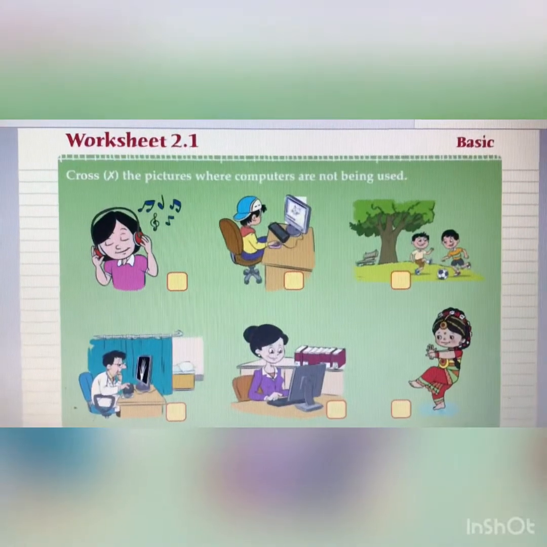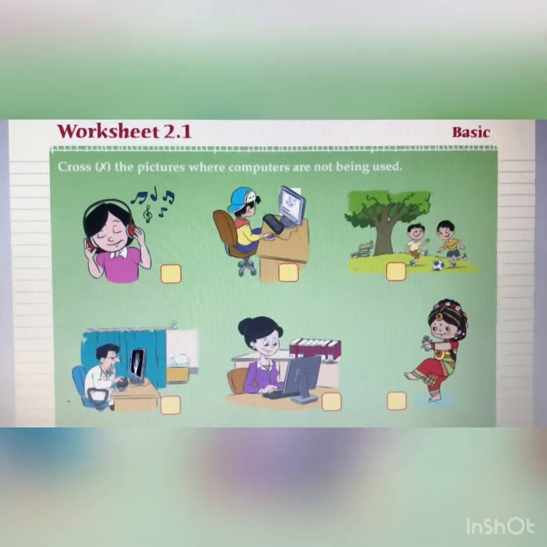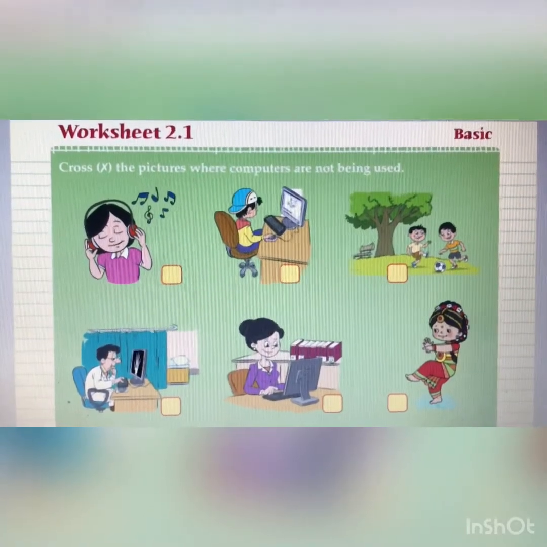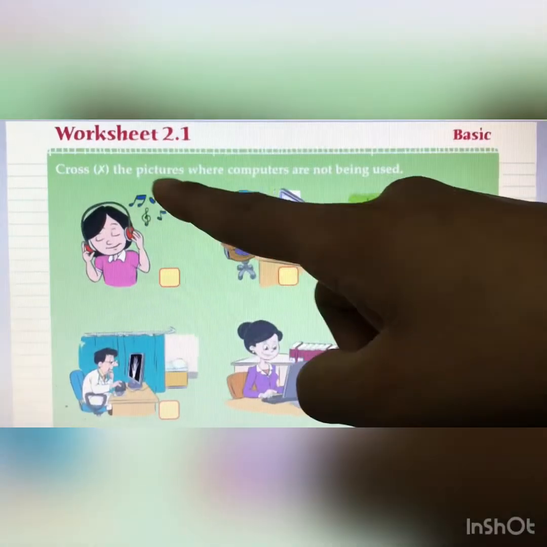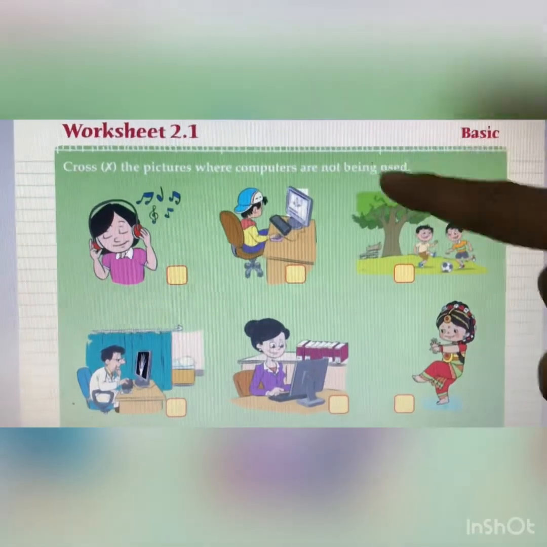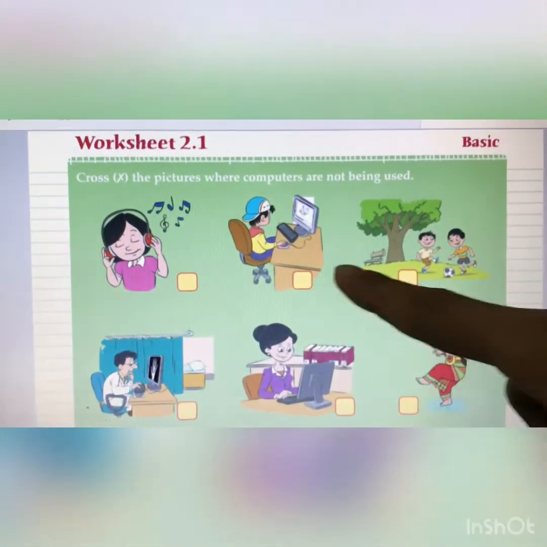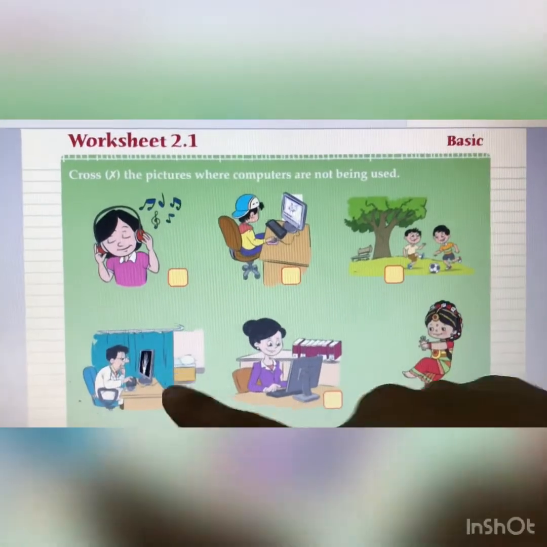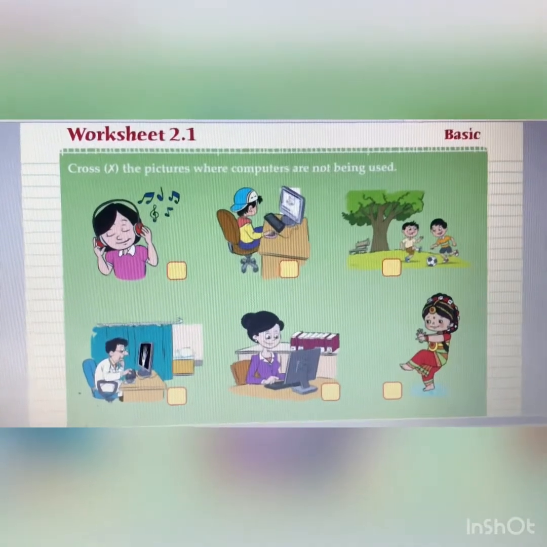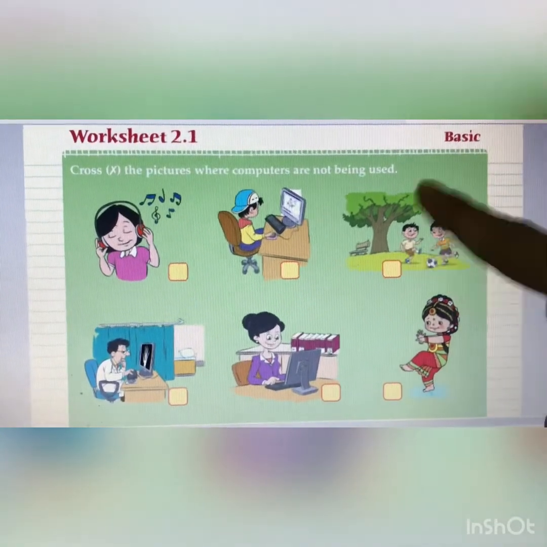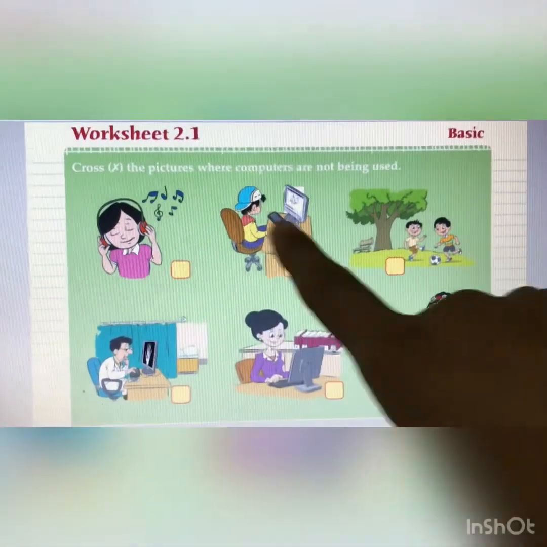From the application book, worksheet 2.1, chapter 2. You all have to do this worksheet at home. What do you have to do? Cross the picture where computers are not being used. You have to put a cross in the box in front of the picture where computers are not used. You only cross that picture in these boxes.